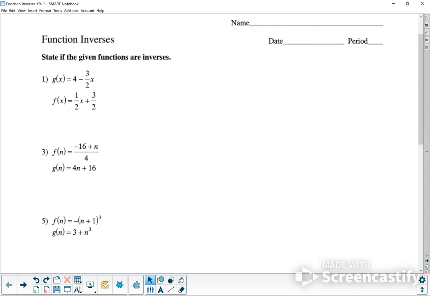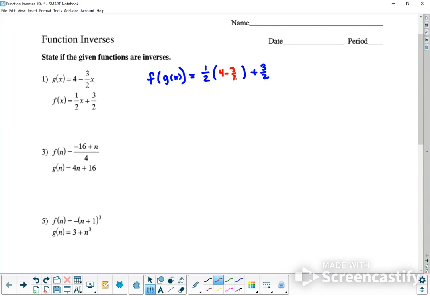To find this, we will need to start with our f function or g function, it doesn't matter, and we're going to put g in there. So we're going to do a composition. The f function is 1/2 x, but instead of x, I'm going to put g in there, plus 3/2. The g function is 4 minus 3/2 x. Like I was telling you guys, if it's going to work out, you need to get an answer of x at the end of the day. So it should slowly start to work out.